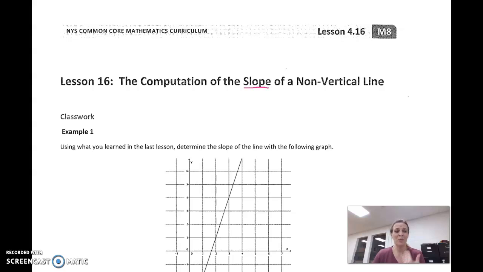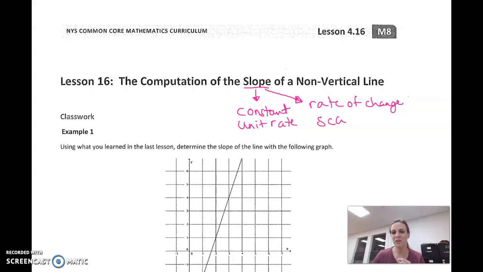It might be new to us now, but we already really know what a slope is. We've just talked about it in different terms because of the problems we were doing. The slope is our constant. Remember, that's the number we're multiplying by. The slope is our constant. Sometimes we refer to it as the unit rate. Sometimes we refer to it as the rate of change. And one we haven't got to yet, but we will later on, it's also the scale factor.